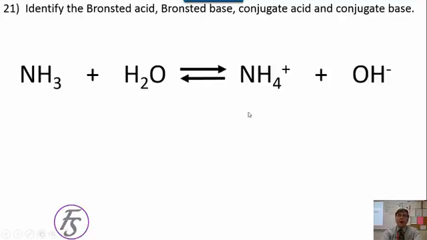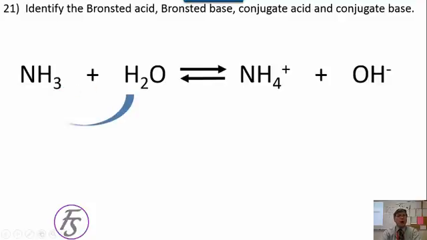So if we look at our equation right here, we see two compounds, NH3, which has the common name of ammonia, and H2O, whose common name is water. And we're going to react that, and we're going to form this NH4 ion, ammonium, and hydroxide ions. So which one of these two compounds at the beginning is going to donate an H in order to look like something at the end?